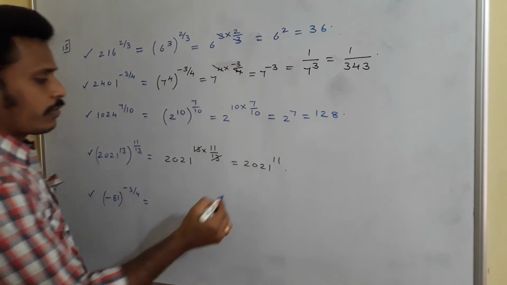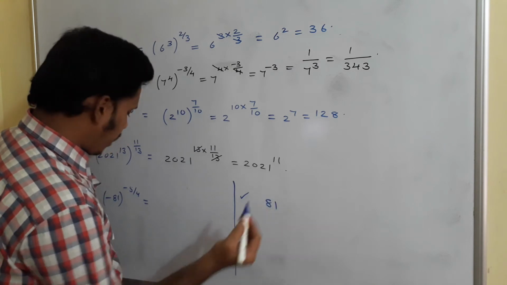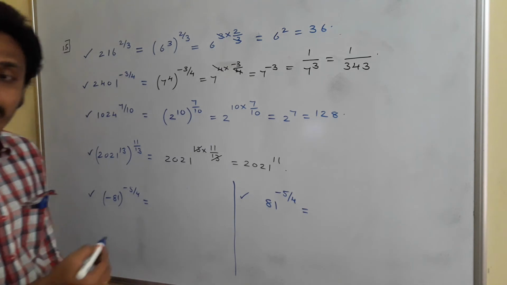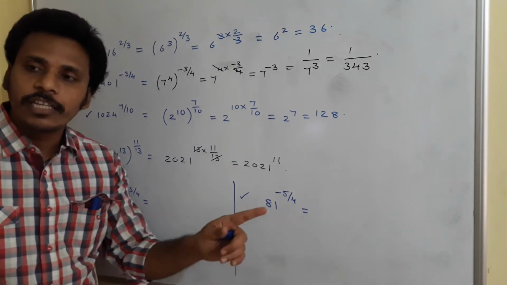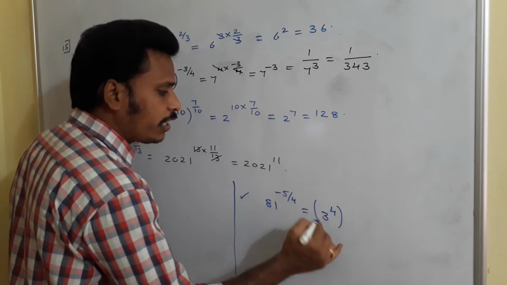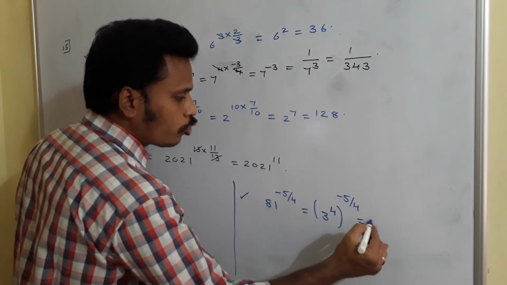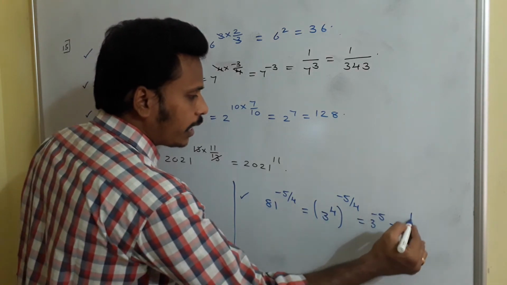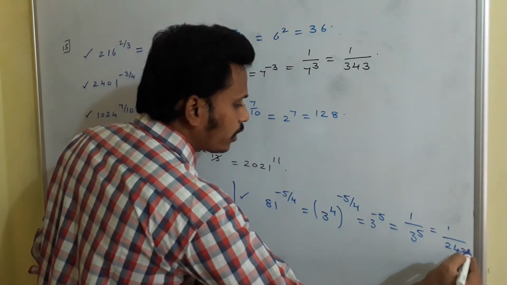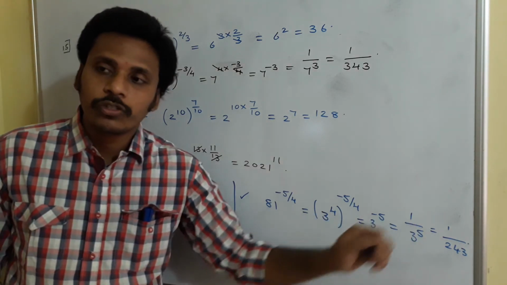See, what I do is, suppose I have a problem like this, 81 to the power minus 5 by 4, I will simplify. Because 81 is 3 power 4. 3 square is 9, 3 cube is 27, 3 power 4 is 81. So 3 power 4 to the power minus 5 by 4. When you multiply these two, we are left with 3 power minus 5, and that is 1 by 3 power 5, and that is 1 by 243. So if it is 81, I have this way to simplify.